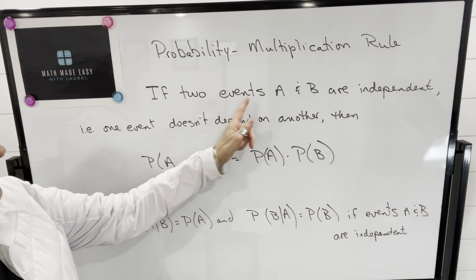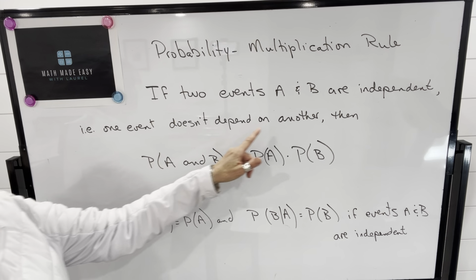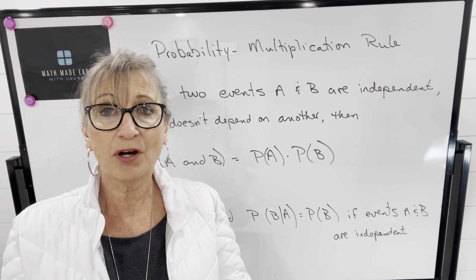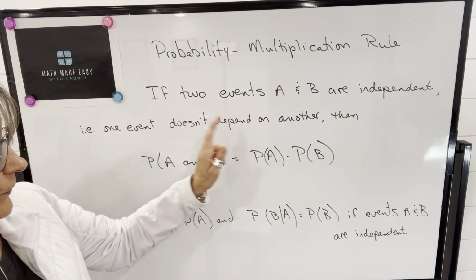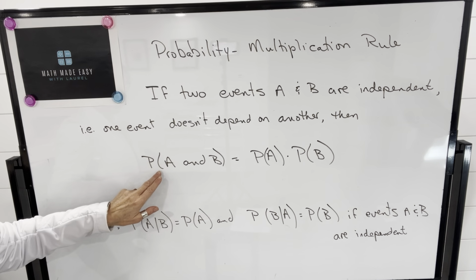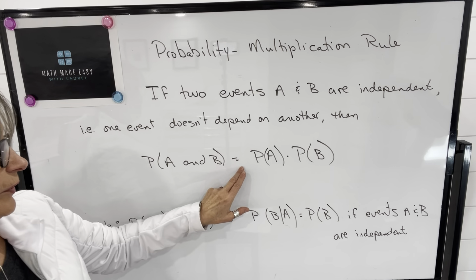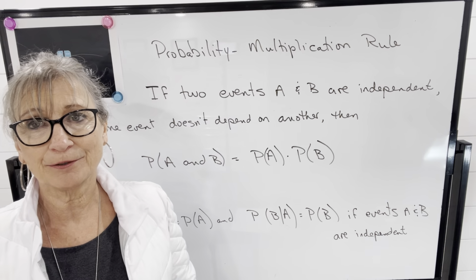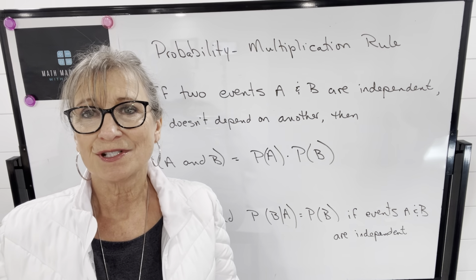If two events A and B are independent, in other words, one event doesn't depend on another, or another way to think of it is the outcome of one event will not affect the outcome of the other event, then the probability of A and B happening will be equivalent to the probability of A happening times the probability of B happening. And means at the same time, and order isn't important.